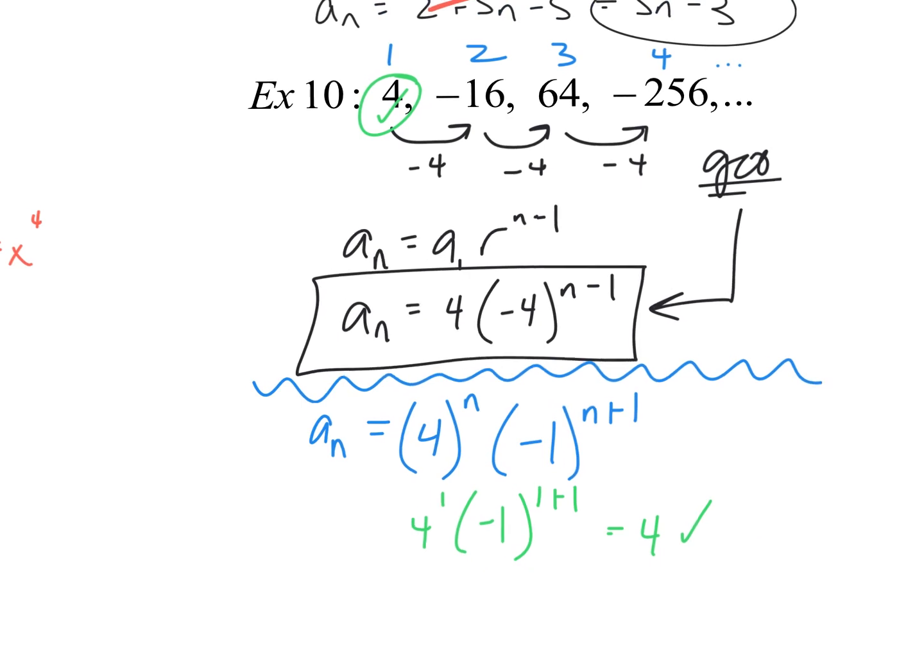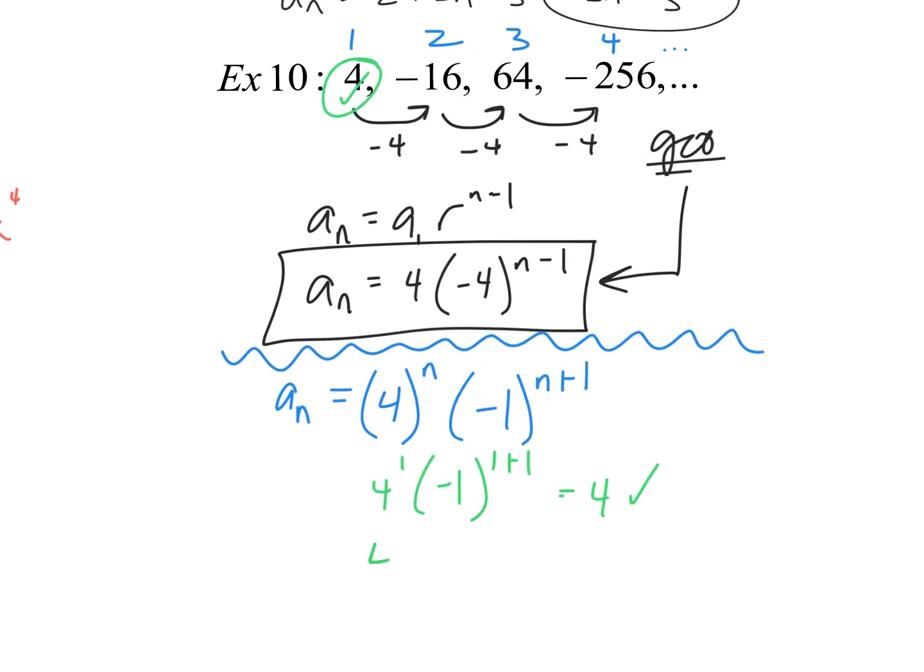Let's see if it works for term number 2. 4 squared times -1 to the 2 plus 1. 4 squared is 16, and -1 to the third is -1, so that would be -16.